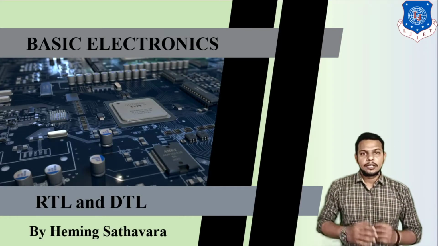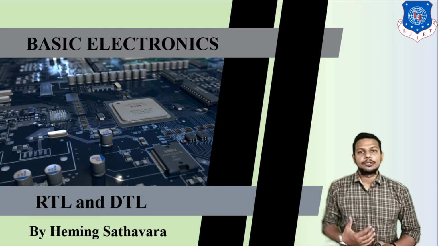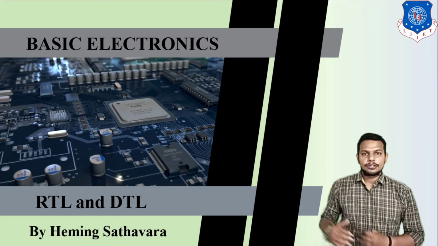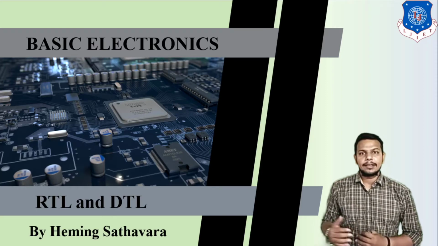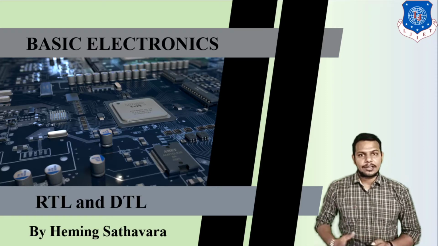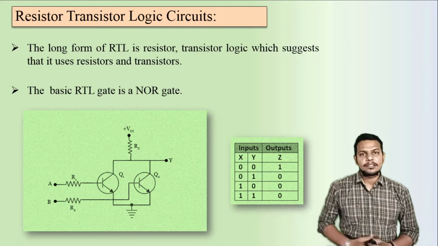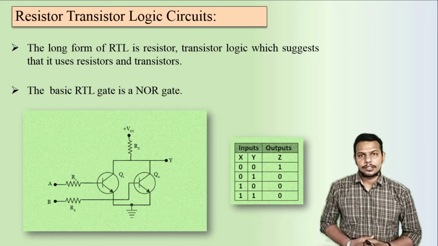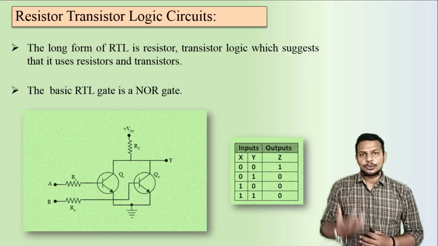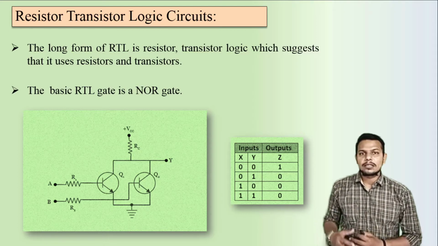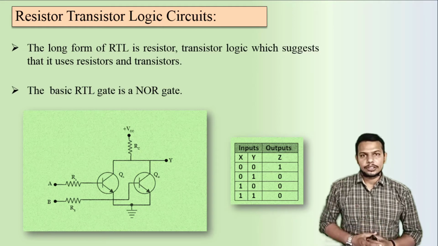Basic Electronics. Today in this lecture we are going to discuss various types of logic families, in which we are going to discuss RTL and DTL. So let us start with RTL first. Here RTL means resistor transistor logic circuits. So we are going to use various types of resistors and transistors. That's why it is known as resistor transistor logic.